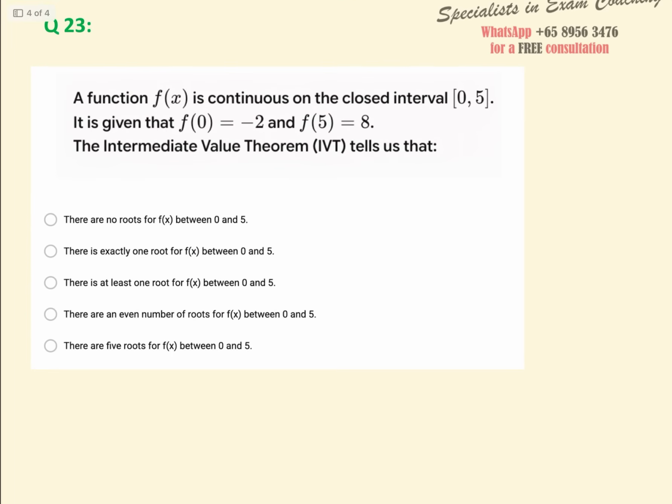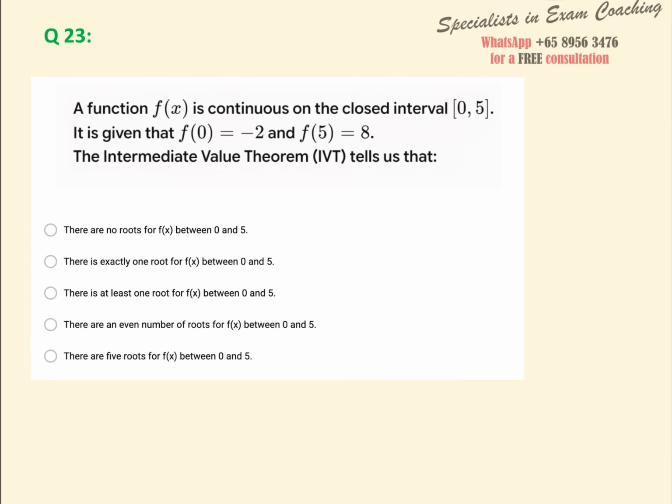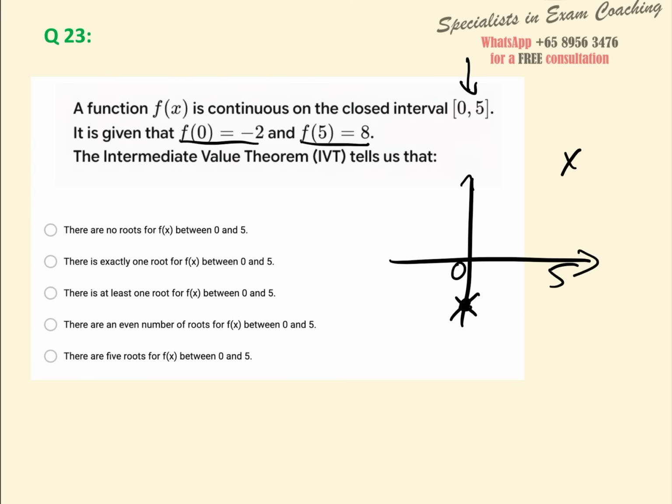Okay, question number 23. This is on the intermediate value theorem. Basically, as the function is continuous, and f of 0 is minus 2 and f of 5 is 8, and it's continuous on that interval, therefore it must, by the intermediate value theorem, cross the x-axis. We draw a nice little graph. So we have here 0 and we have 5. So f of 0 is down here, minus 2, and f of 5 is 8. If it's continuous, it must cross the x-axis at least once.